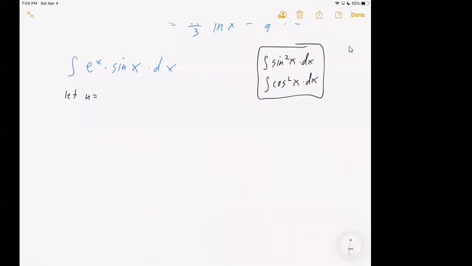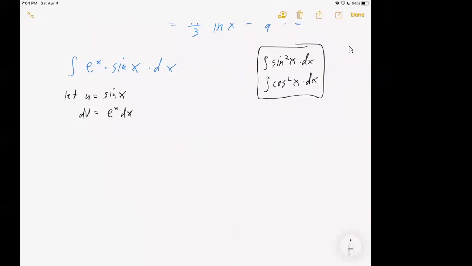So if I look at this, it's a little bit baffling. Let u equal, dv equals, all right? When I put those two things together, it's not obvious which one I want to put where, except I sort of prefer taking the derivative of the sine of x because it will be a nice derivative. So I'm going to let dv equal e to the x dx.